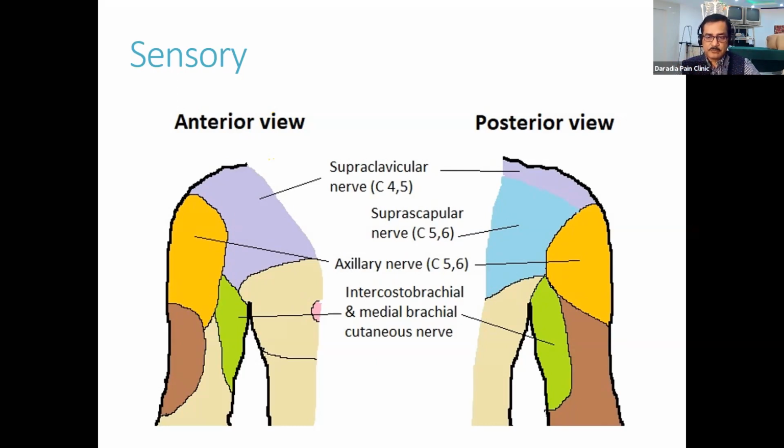Earlier we used to do the suprascapular nerve block at the notch, but those are obsolete. In shoulder pain, very soon this will be in the history books, that suprascapular nerve block was once upon a time done for shoulder pain. So these are not the recent ones. So the suprascapular nerve block, why is it not important?